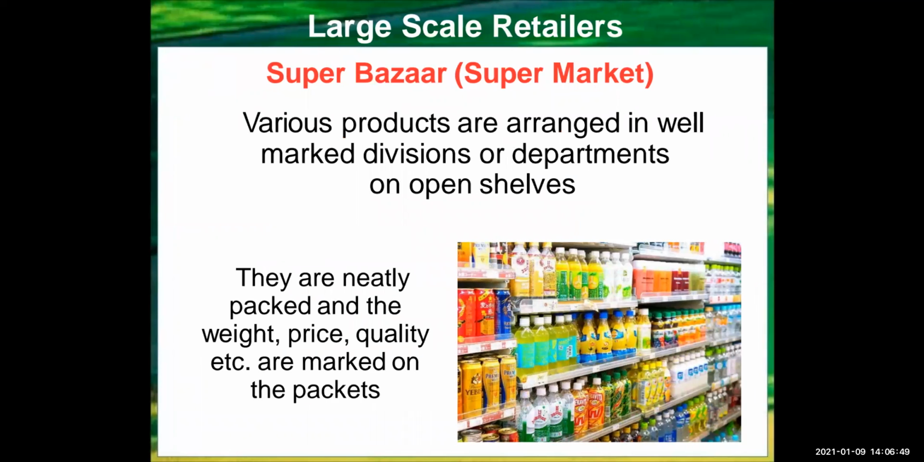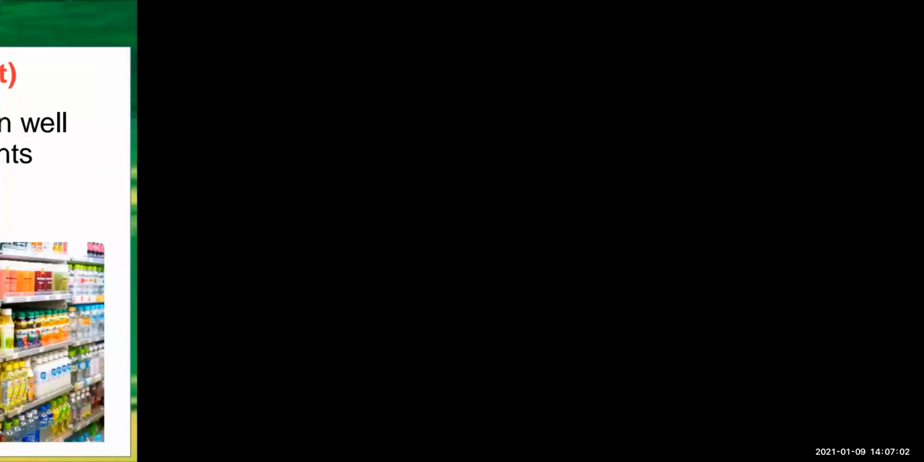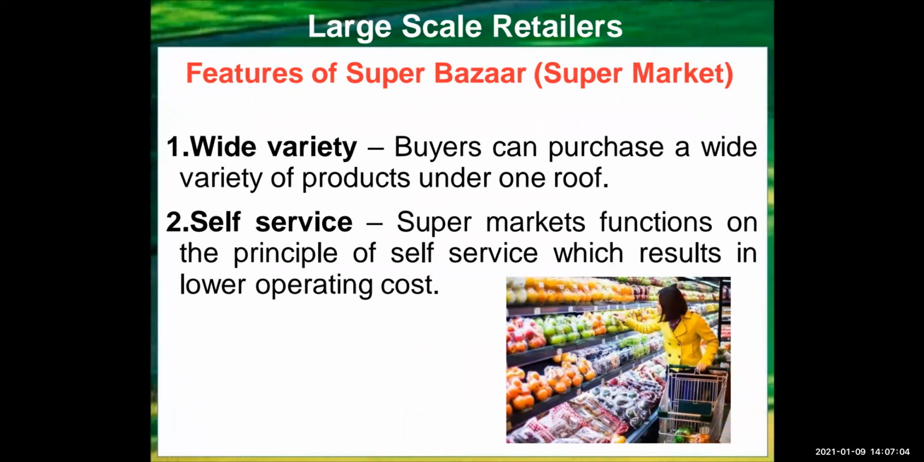There are various products which are arranged in well marked divisions or departments on open shelves, and they are neatly packed, and the weight, price, quantity, everything is marked on the packets. Now, when we talk about the features, it of course gives wide variety to the buyers. So buyers can purchase a wide variety of products under one roof.